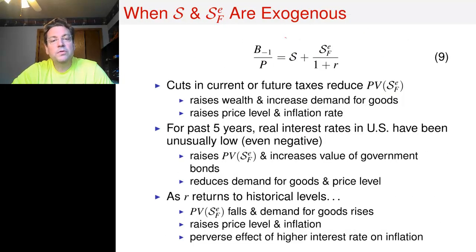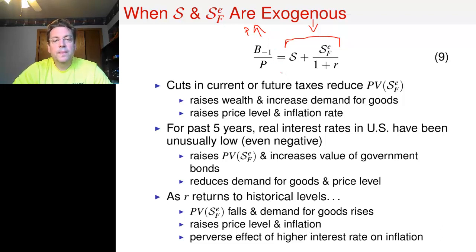But when these surpluses are exogenous, then, as we've seen, a cut in current or future taxes will reduce this whole right-hand side. And when that right-hand side goes down, we're going to need to have the price level go up to establish equilibrium.